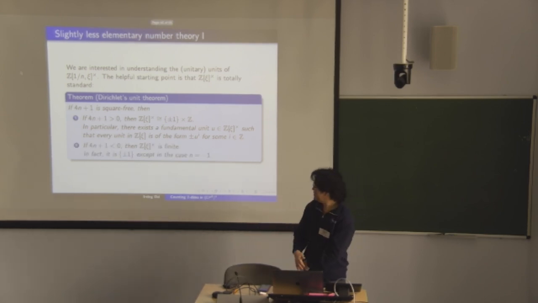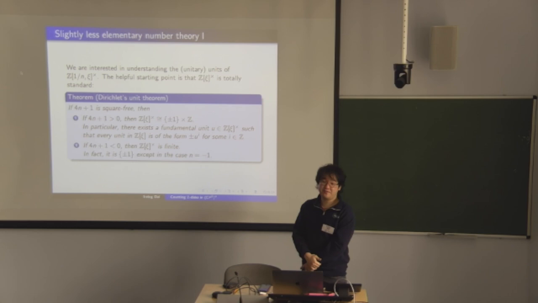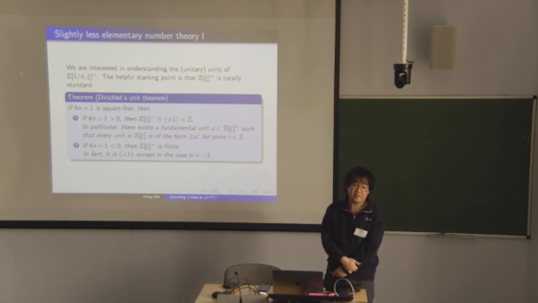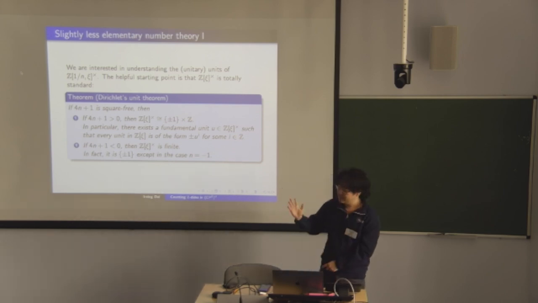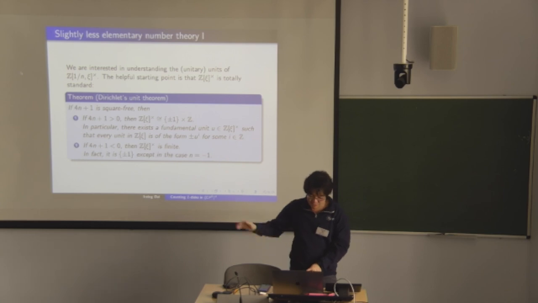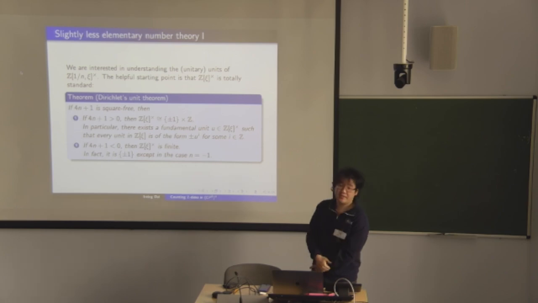In the other case, if the thing under the radical is negative, then the unit group is finite. In fact, except in the case n equals minus 1, the unit group is plus or minus 1. So this is Dirichlet's unit theorem for quadratic number fields. If you know Dirichlet's unit theorem, then you know that this is the most trivial and silly case of it. Nevertheless, it's what we are going to use today. So we know what the unit group of Z adjoin χ is. It's basically rank 1 or rank 0, depending on whether the thing under the radical is positive or negative.